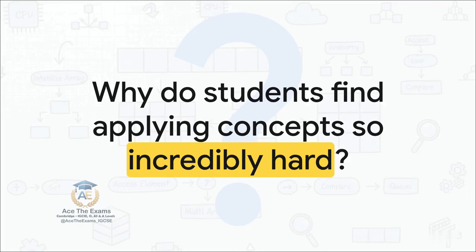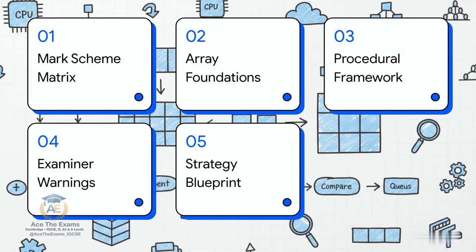You need to be able to abstract the core principles of arrays and drop them into absolutely any context the Cambridge examiners throw your way. That's the difference between a passing grade and a top-tier score. To get you to that level of absolute mastery, we've structured this explainer into a definitive blueprint.